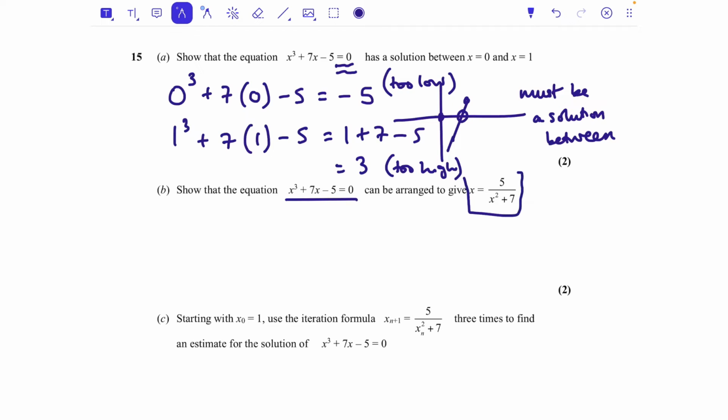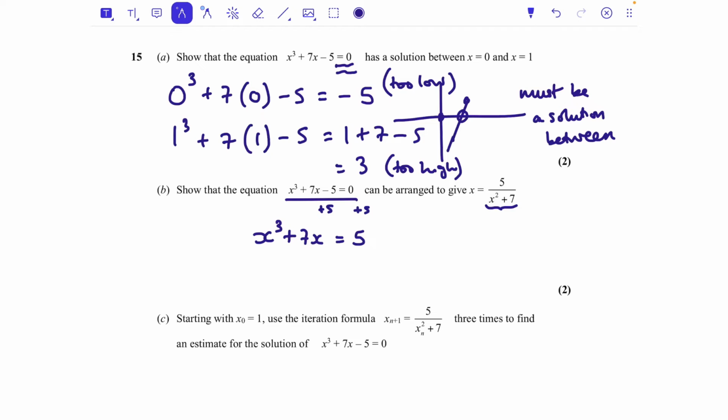Okay, show that the equation x cubed add 7x minus 5 equals 0 can be arranged to give this. Now notice that we've got a fraction here with two terms on the bottom. So it would seem that they have divided by a bracket, by something that's been factorised. So these can be quite tricky because it's not always obvious what to do, but I'm going to follow that lead. There's just a 5 that's been divided by a bracket. So let's start by writing x cubed add 7x equals 5. And we've got that by adding 5 to both sides.